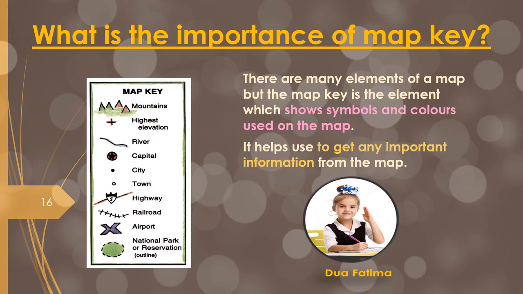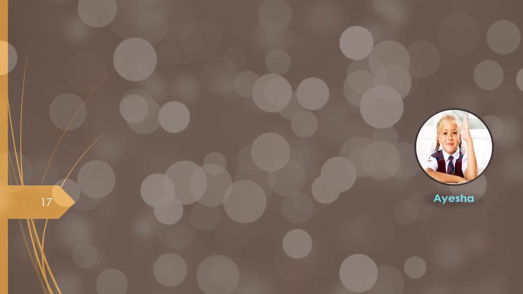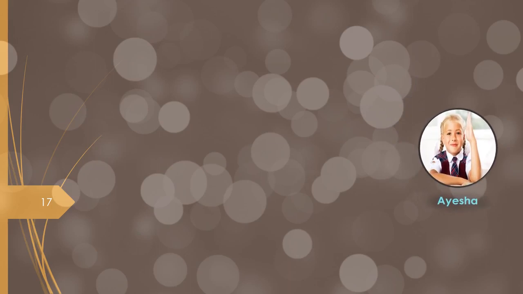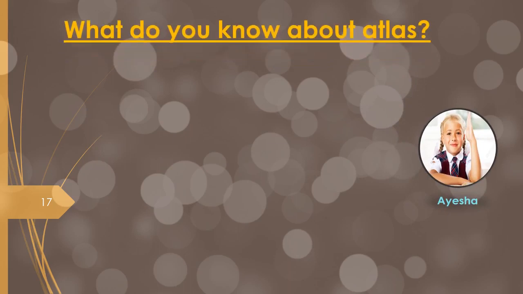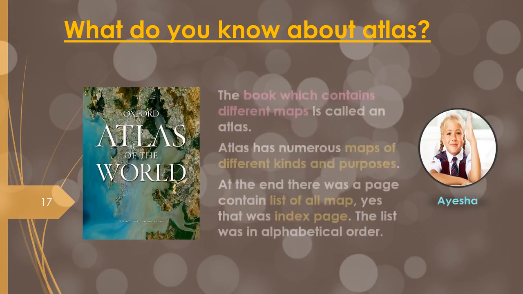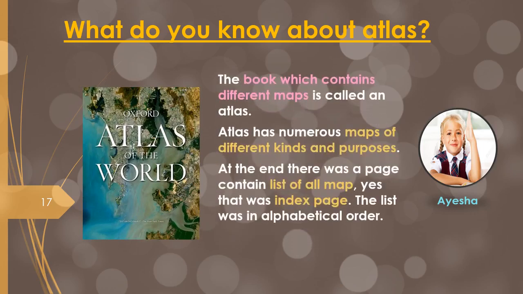The next question is again from intelligent Eshur. Eshur, are you ready? Should I ask a question? Fine. The question is, what do you know about an atlas? Sir, the book which contains different maps is called an atlas. An atlas has numerous maps of different kinds and purposes. I have seen an atlas in our library that was very colorful and was full of maps. At the end, there was a page containing a list of all maps. Yes, that was the index page. The list was in alphabetical order.